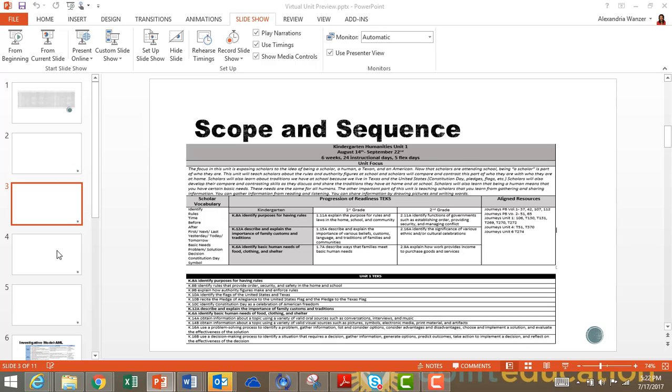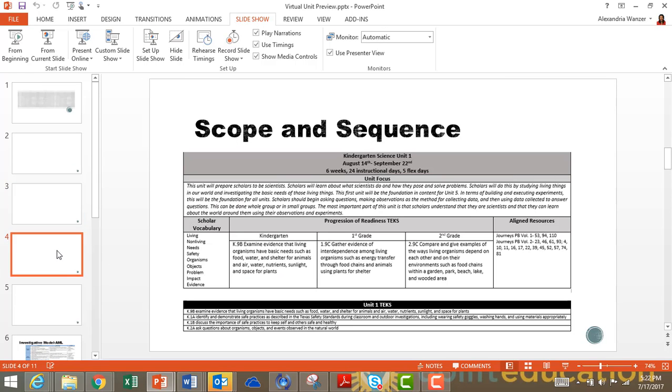And then if you look on the next slide, it shows you to the left all of the vocabulary that scholars need to know in this unit. So you could literally take the unit focus that's at the top and then the TEKS that are at the bottom, look at those things, and start backward planning your lessons. I did that, and that is how I created my plans from scratch. I just looked at the TEKS and went from there. So I feel like this is going to be a great resource for teachers to start planning on their own.